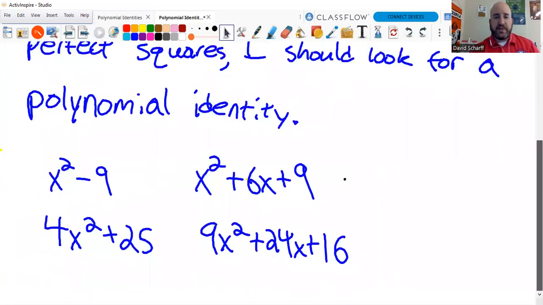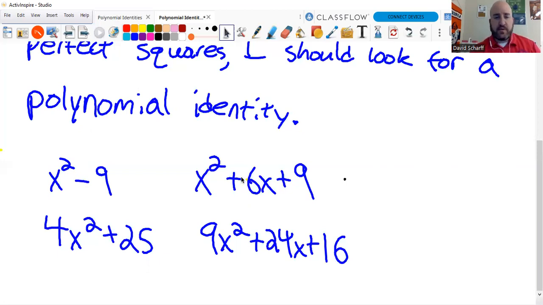Here are my examples. On the left-hand side, I just have two terms. There's no x in the middle, just x squared and a constant. So I've got x squared minus 9. I'm not worried about the sign right now. X squared is a perfect square: x times x gives me x squared. 9 is a perfect square, which of course is 3 times 3. That's all I'm worried about with that.